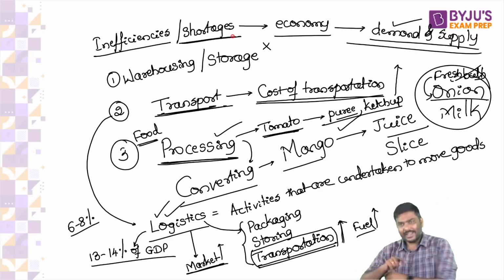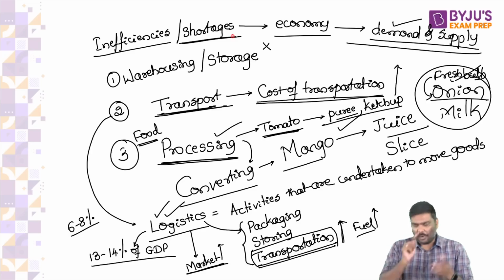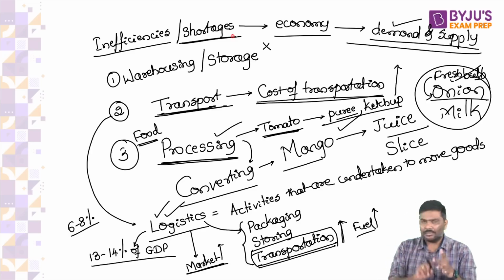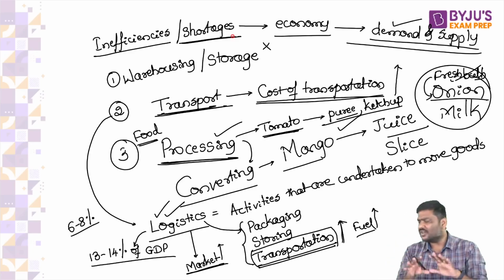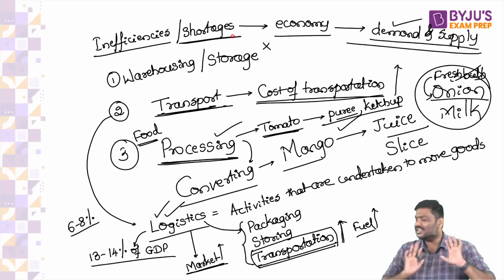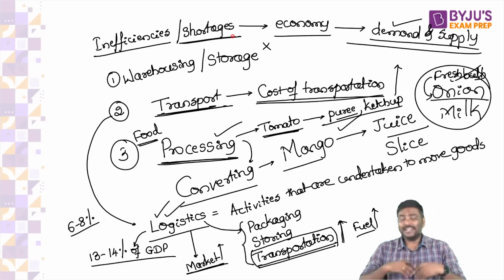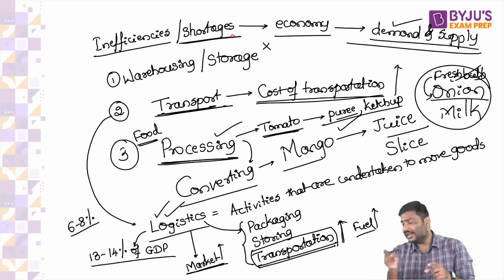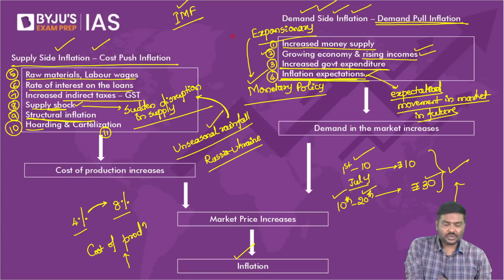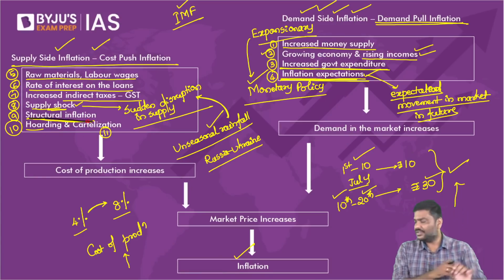Let me know so that I can go forward. Right? Point number 1, point number 2, and point number 3, all these are shortages of Indian economy, inefficiencies in the Indian economy. That is the reason this can cause inflation in the market. This is called structural inflation.